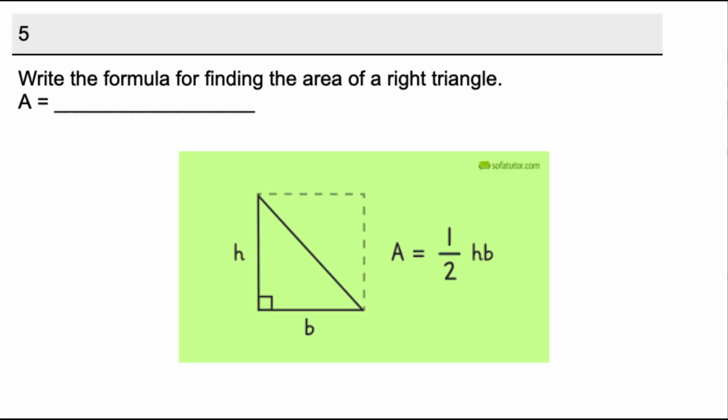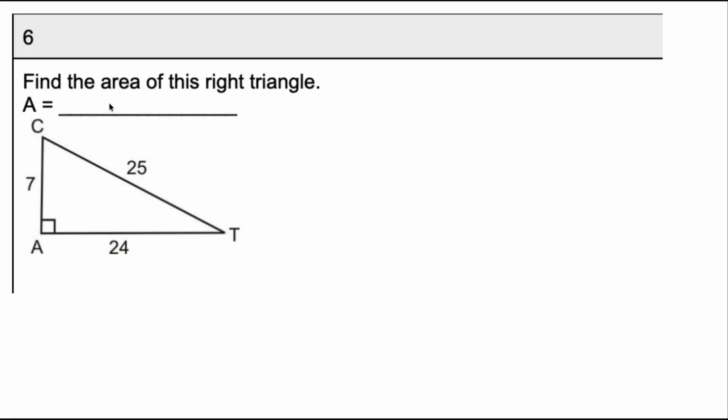Write the formula for finding the area of a right triangle. Triangles, as you can remember, are half the size, especially a right triangle, of a square. And so therefore you can imagine it's the same formula for finding the area of a square, except half of it because it is half of a square. So 1/2 base times height. So find the area of this right triangle. So we'd have 1/2 base times height. So 1/2 times 24 times 7, which gives us 84 units squared.